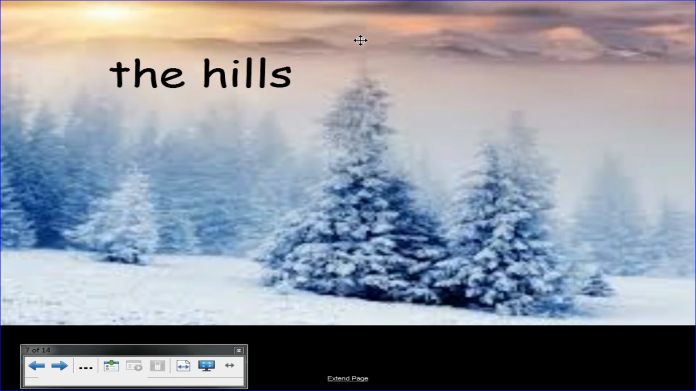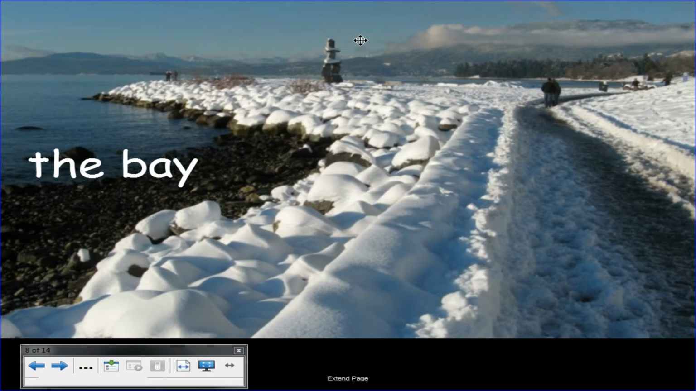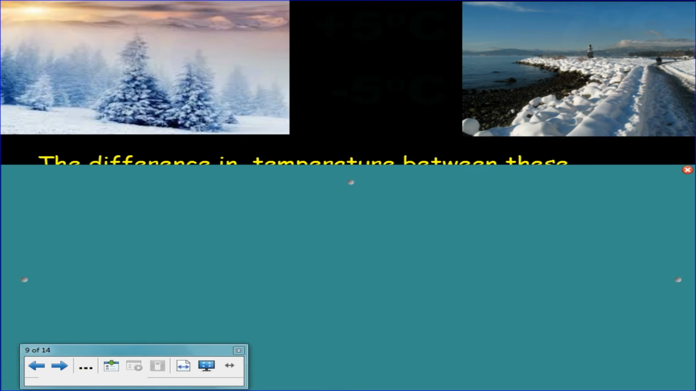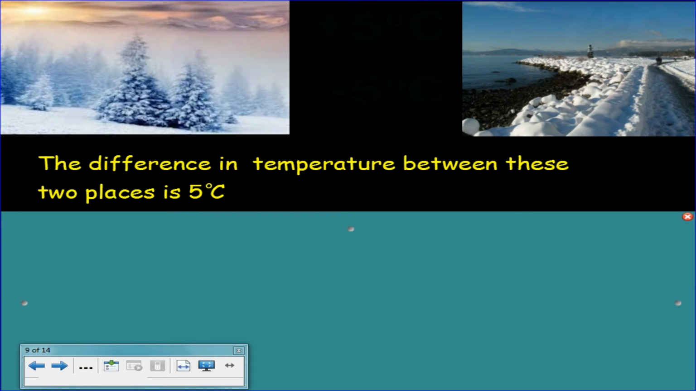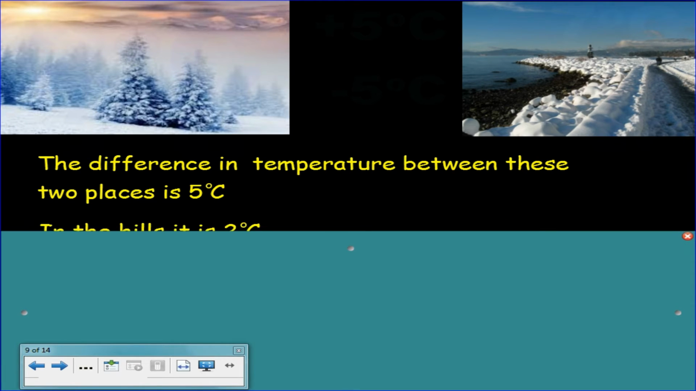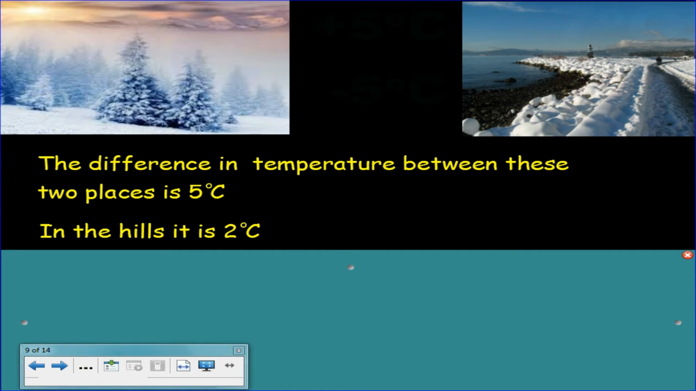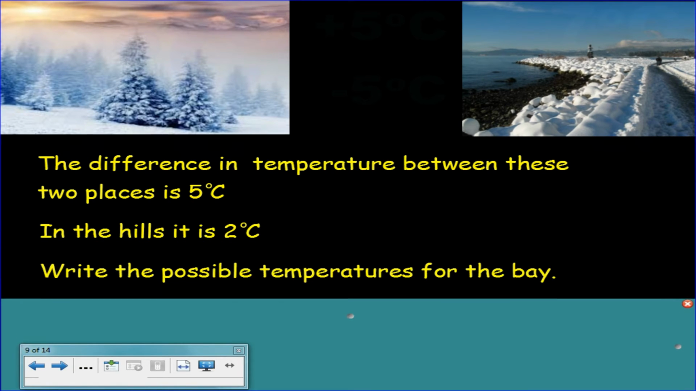Let's now move to a far colder place. Here we have the hills and the bay, but now the temperatures are much, much lower. Let's now look at a different question. The difference in temperatures between these two places is 5 degrees Celsius. In the hills, it is 2 degrees Celsius. Write the possible temperatures for the bay.